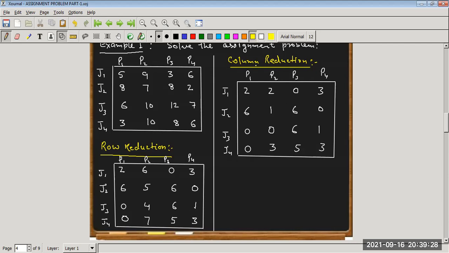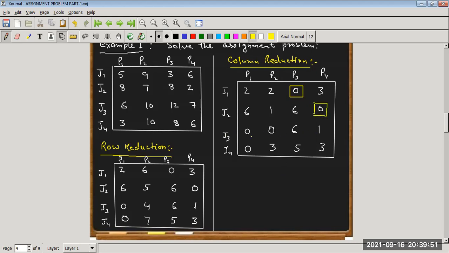Now we start the assignment process. In the first row, there is only one 0, so we put a square box around it, but there is no other 0 in this column. If there were a 0 in this column, then we would cross it. Now come to the second row. In the second row, there is only one 0, so assign this 0.